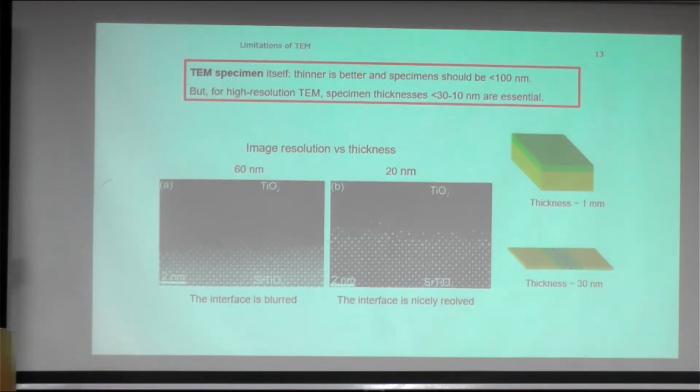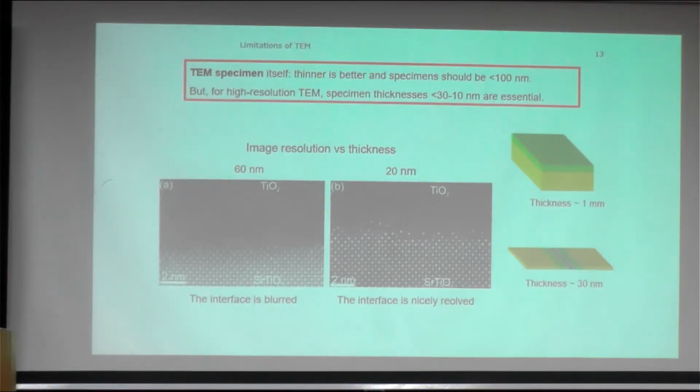Otherwise, if it's thicker, it first impacts the resolution of your image, like shown here. This is 60 nanometers. Here, if you want to study the interface, it's really blurred. And if you reduce the thickness in this projection, you can get better image resolution, like here for 20 nanometers. Then you can see nicely resolved interface and see some atoms coming from the interface into your thin films.